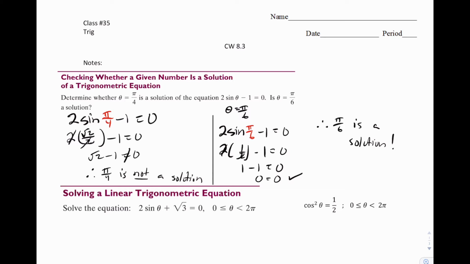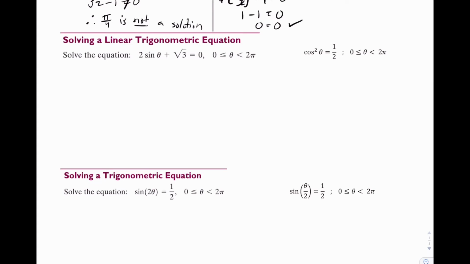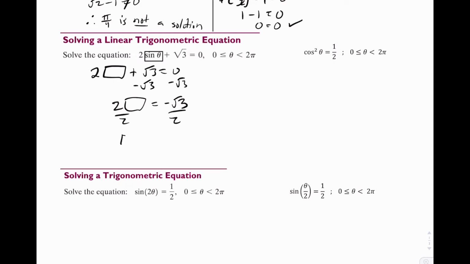Now let's see what happens, or how do we do it if we actually have to solve it. So let's try this. What I want you guys to do is draw a box around the sine theta. That's your variable for now. So I know we're solving for theta, but for now, focus on the sine theta. So we have 2 times the box plus root 3 equals 0. Let's solve for the box. I'm going to subtract root 3. So 2 times the box equals negative root 3. Divide by 2. So the box is negative root 3 over 2.